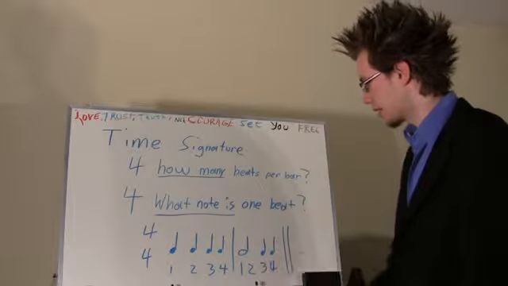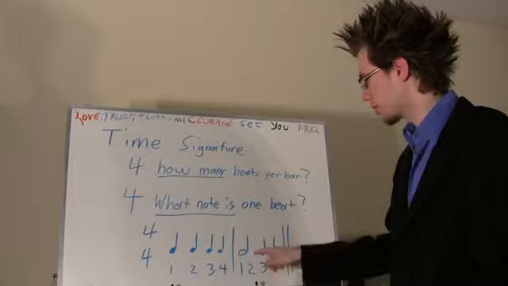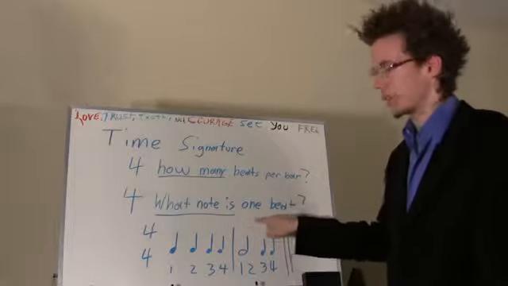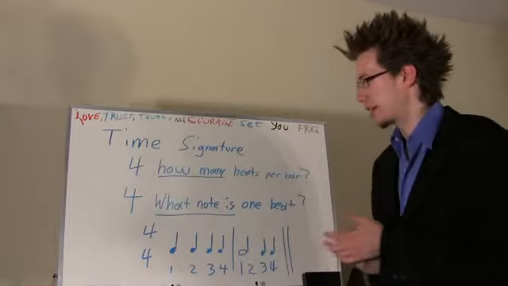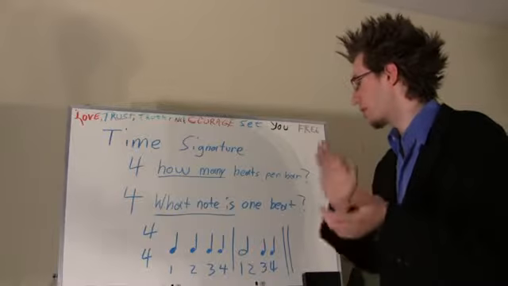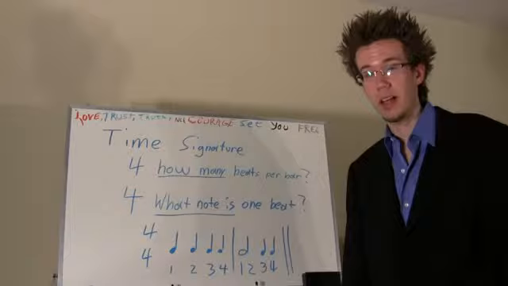So this is going to sound like 1, 2, 3, 4. So 1, 2, 3, 4. So this half note gets 2 counts. So let's start from here and go all the way to the end. So I'm going to go 1, 2, 3, 4. And that's how you clap that.